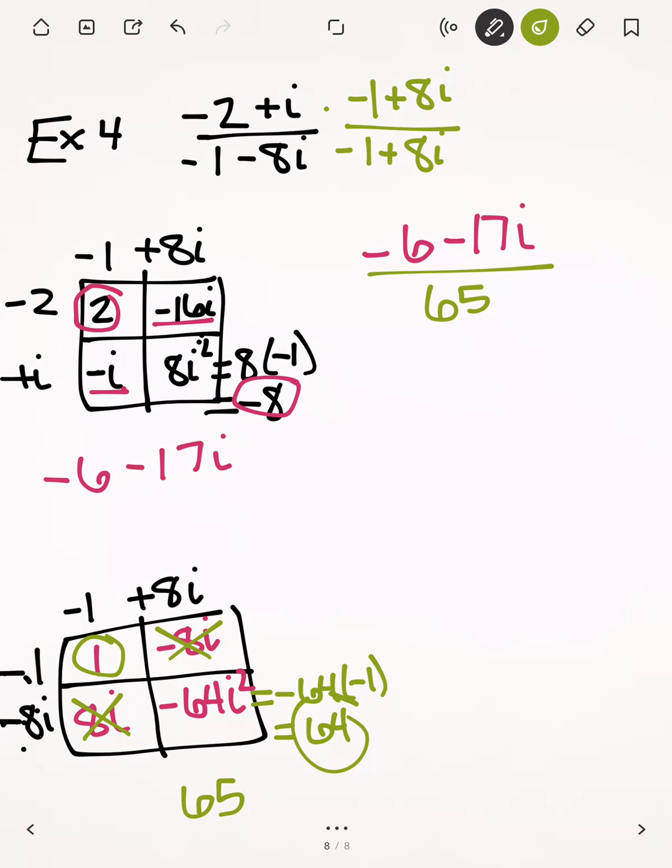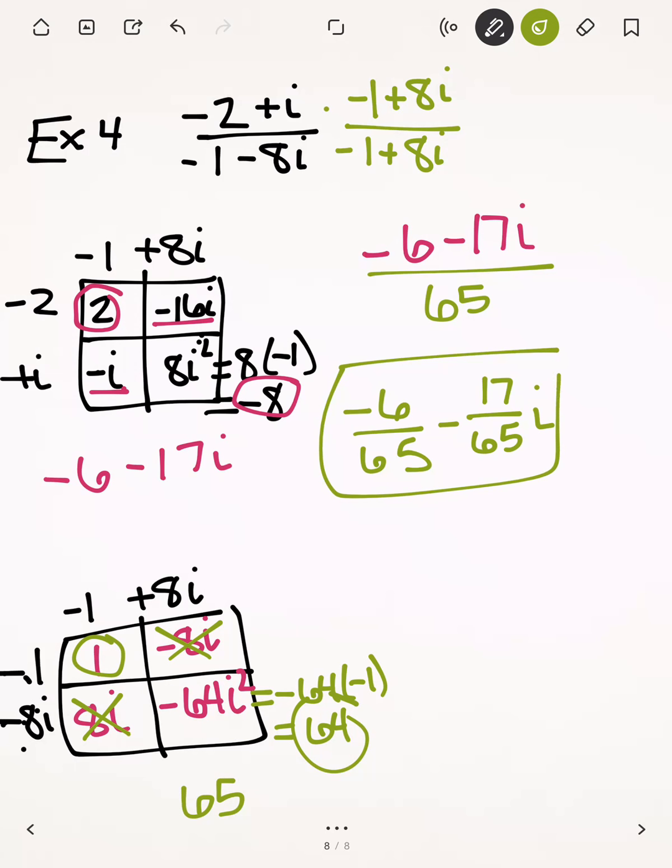And if we look at it, there's not a number that goes into all three of them evenly, so we can leave it like this. Again, you may also see it split up as negative 6 over 65 minus 17 over 65i. So either one would be accepted. This is a video for multiplying and dividing complex numbers.